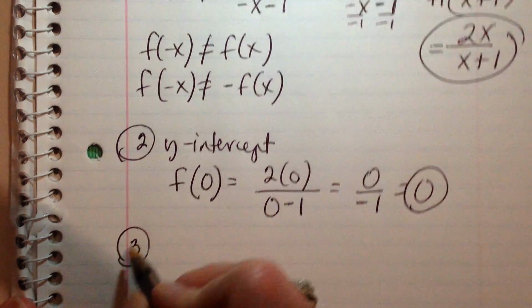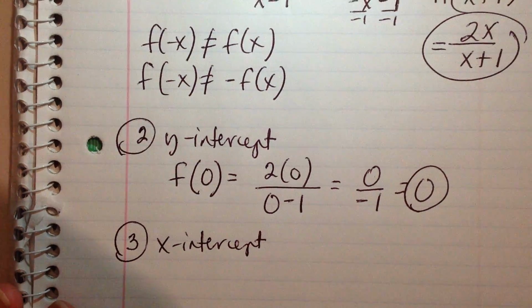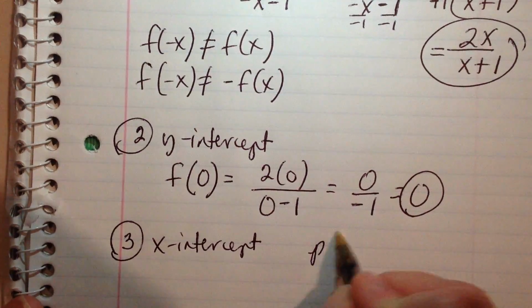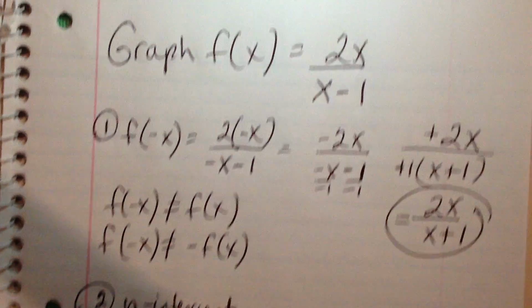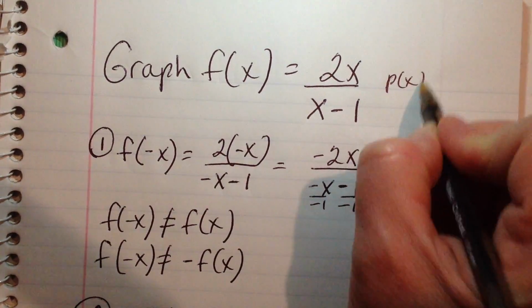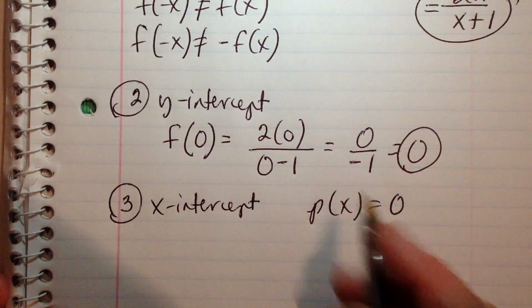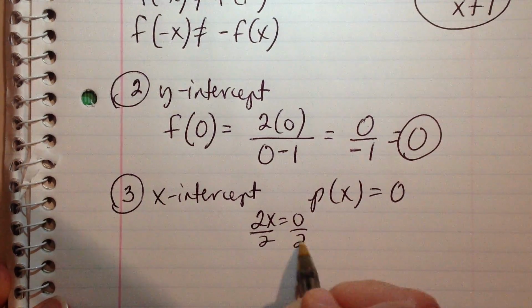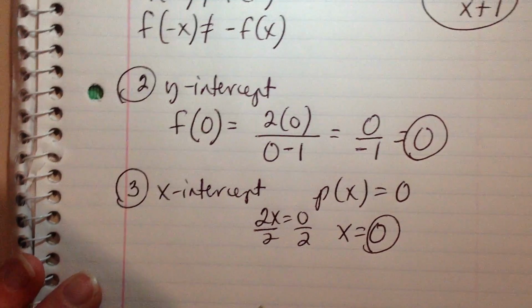Step number 3. Let's find the x-intercept. It stated in our rules before, to find the x-intercept, you will set p of x equal to 0 and solve. Remember, your numerator is p of x, your denominator is q of x. We'll set the numerator equal to 0. So if you set 2x equal to 0 and divide both sides by 2, x equals 0. So there is your x-intercept.